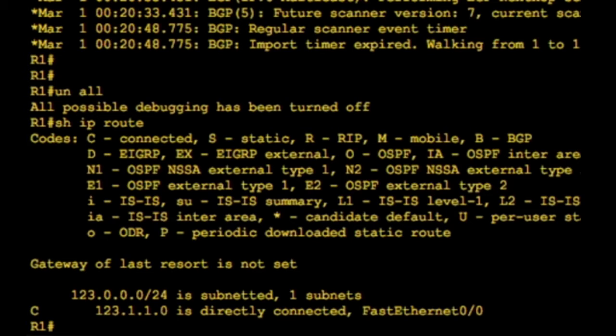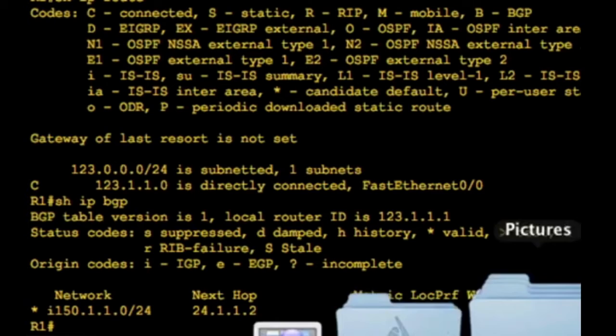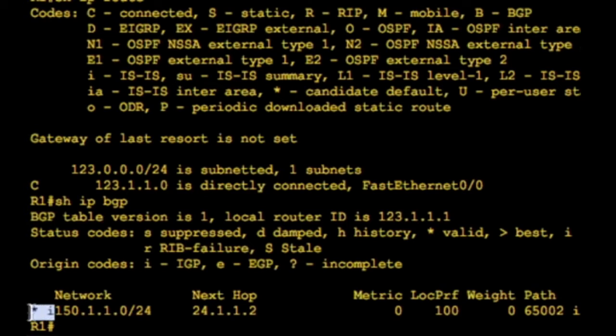Well, R2 will pass that route on to R1. So is it in R1's BGP RIB? Yes, it is. So here's the network, and we've learned it from 24.1.1.2, which is R4's Ethernet interface. And so here we go. Here's one of the principal challenges with BGP. We've got a network learned from our iBGP neighbor with the eBGP neighbor's IP address as the next hop. Now, because R1 does not know how to get to the eBGP neighbor's IP address, it does not install that route into the routing table. So how do we get around this?